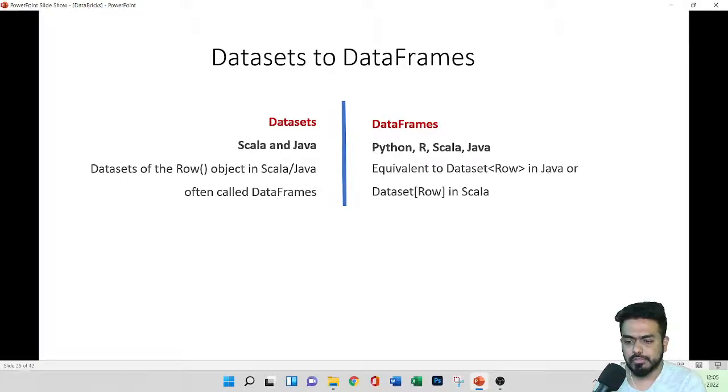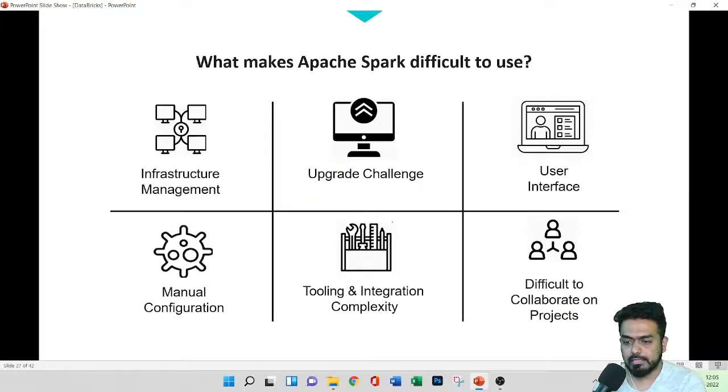Now these are the latest updates in Apache Spark. Infrastructure management, upgrade challenges, user interface, and manual configuration are some of the things that make Apache Spark difficult to use, and we have come up with other solutions. Infrastructure management and challenges in the upgrades, a manual configuration that makes it difficult to collaborate on multiple projects, and tooling and integration complexity. So that's where Databricks comes in.